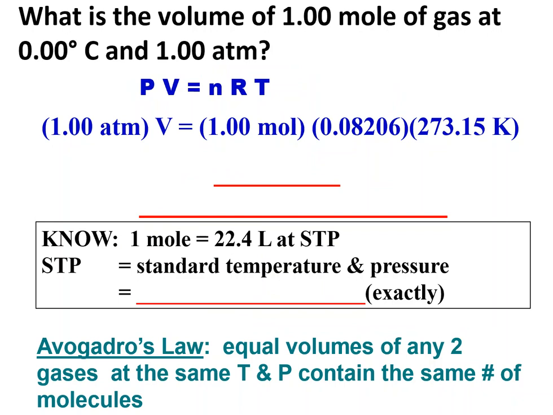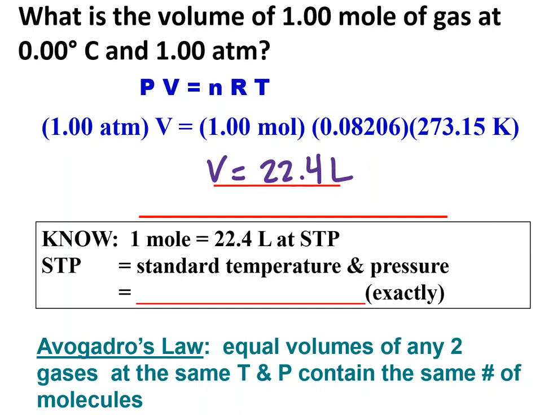Let's work this little problem where we're calculating the volume of 1 mole of a gas at 0 C, which is 273 K, and 1 atmosphere. If we plug in those numbers, what we get for the volume is 22.4 liters, rounded to 3 sig figs. Notice that I didn't have to tell you which gas it was.